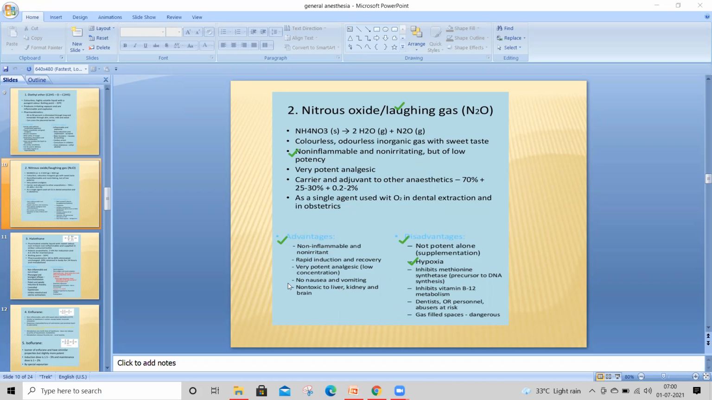And again, this nitrous oxide does not cause nausea and vomiting. And you see in disadvantage, it may inhibit vitamin B12 metabolism. So these are some advantages and disadvantages of nitrous oxide.